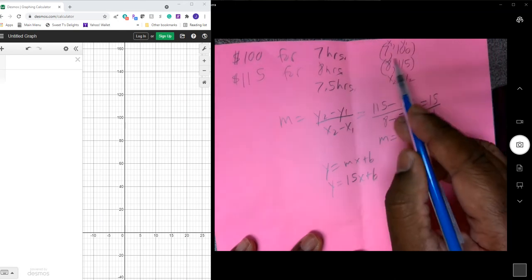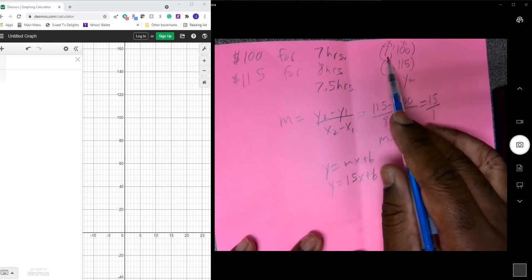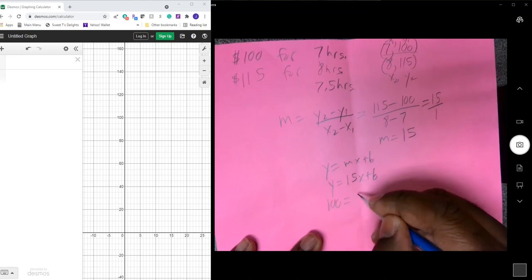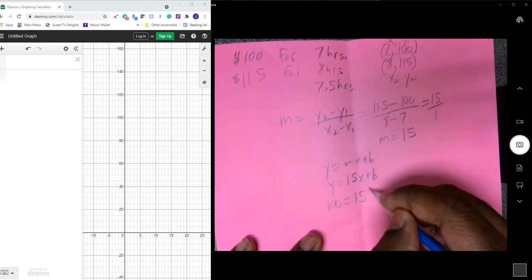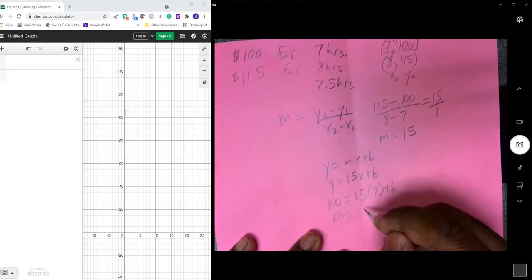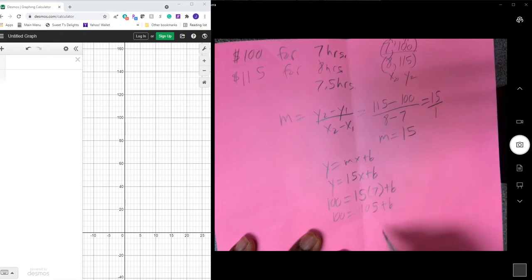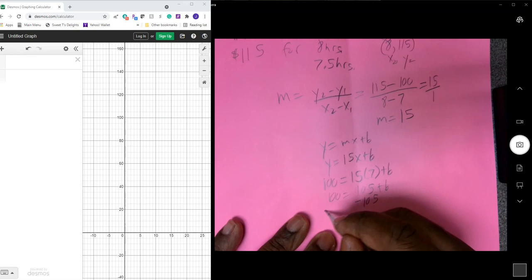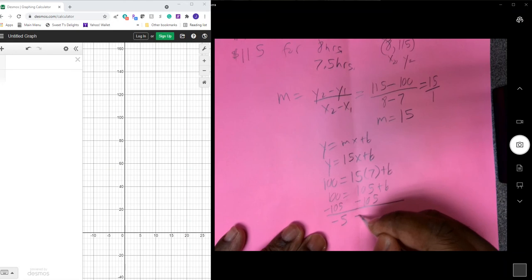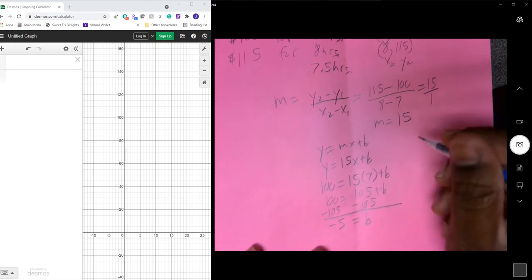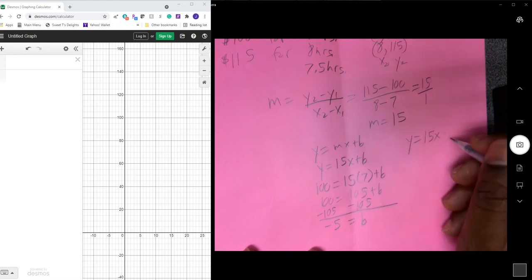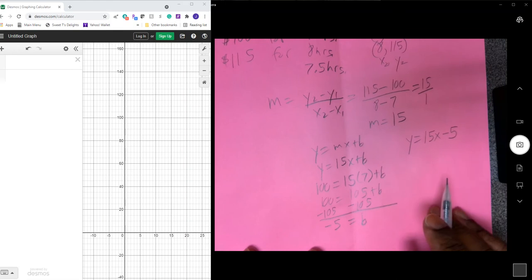So what we could do is take one of these two ordered pairs. It doesn't matter which one. I would take this one. So y is 100. So I substitute in 100 for y, and x is 7. So now 15 times 7 is 105. So we will subtract 105 on both sides. 100 minus 105 is negative 5, and it equals b. So that would mean that your formula that you were asking me for is y equals 15x minus 5, because b is a negative 5.